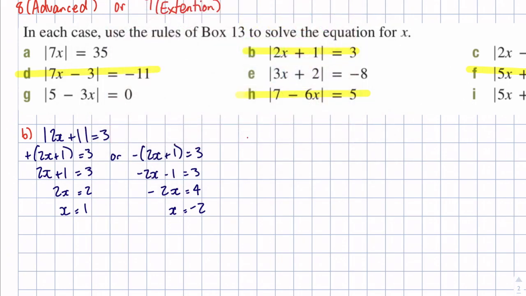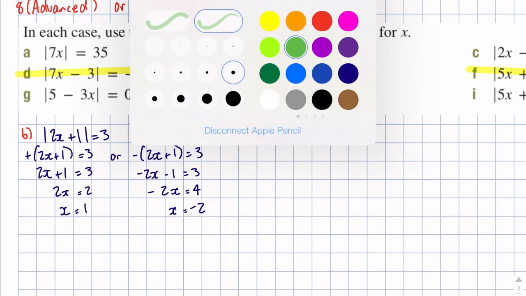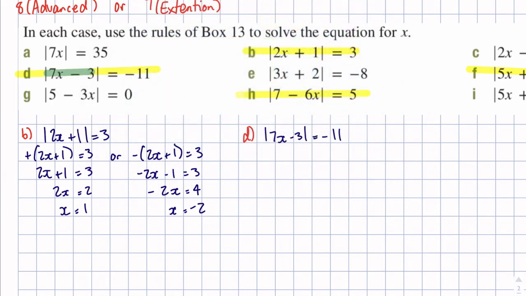Okay, question D. They've said the absolute value of 7x, take 3, equals negative 11. Now, does this work? Can the absolute value of anything come out as a negative? Nope. So the absolute value cannot equal a negative. Absolutely not.